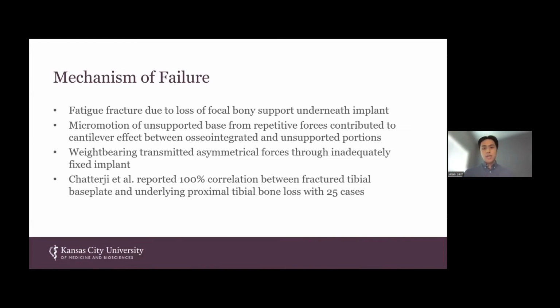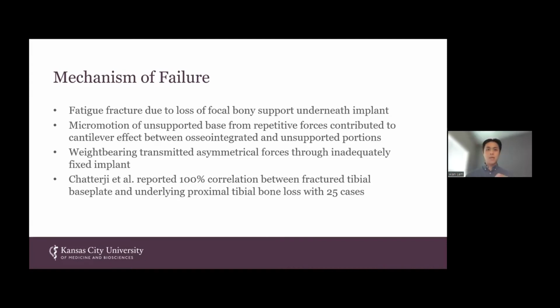with each other, and it created sort of a torsional stress or cantilever force that eventually, when compounded with weight-bearing asymmetrical forces, where you mainly place the majority of your weight while walking, standing, going up or down stairs on the medial compartment, eventually led to the failure of that tibial component.